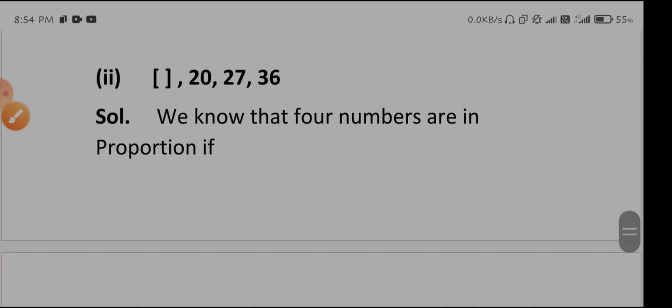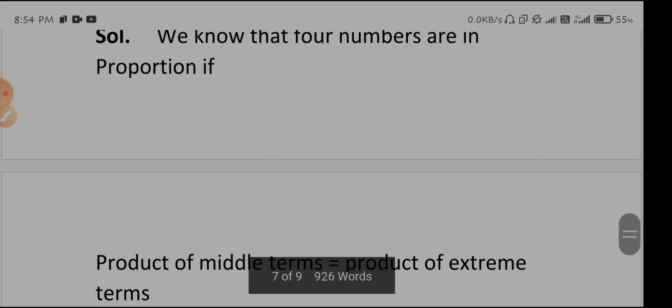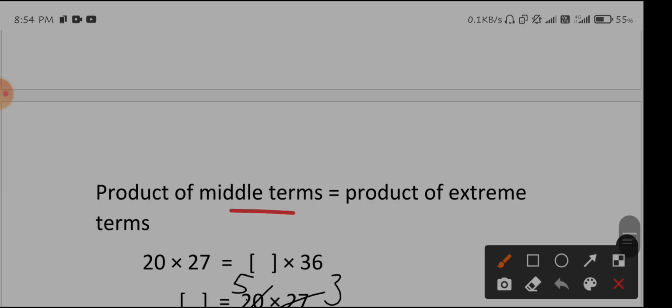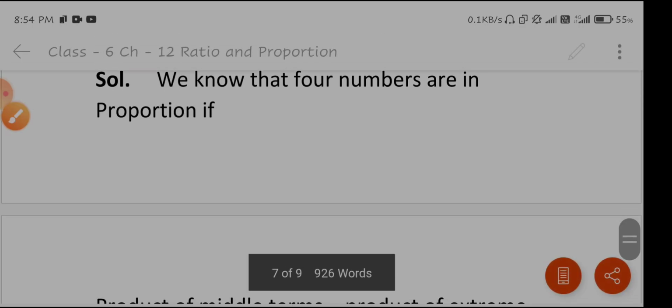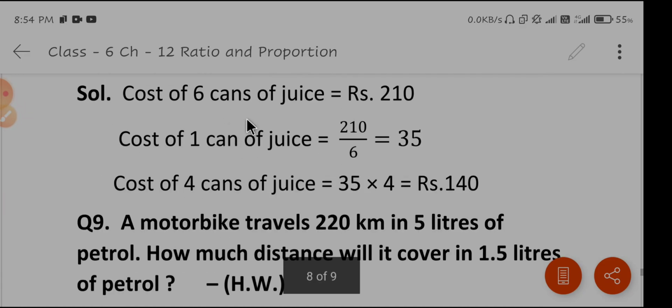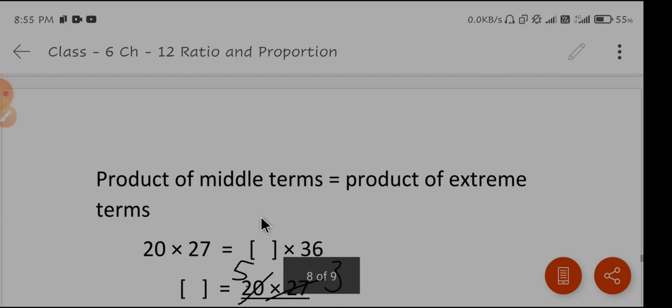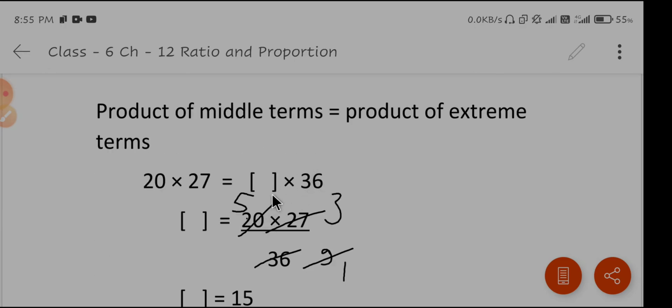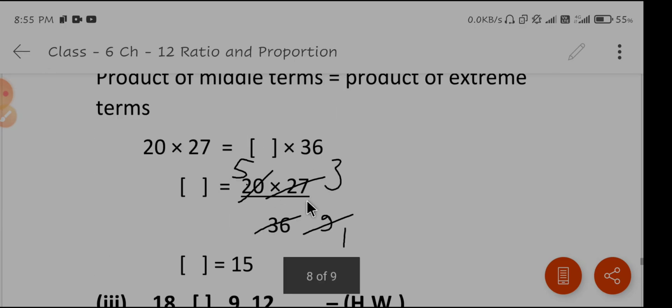Same with the second one, we know that again they are in proportion. So first of all we can write that the product of middle terms is equal to the product of extreme terms. Which are the middle terms? 20 and 27. So 20 multiplied by 27 is equal to this bracket into 36. Again you can see 36, and multiplication here will change into divide.